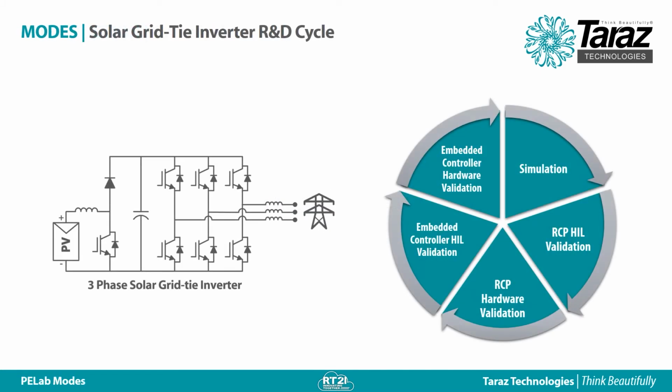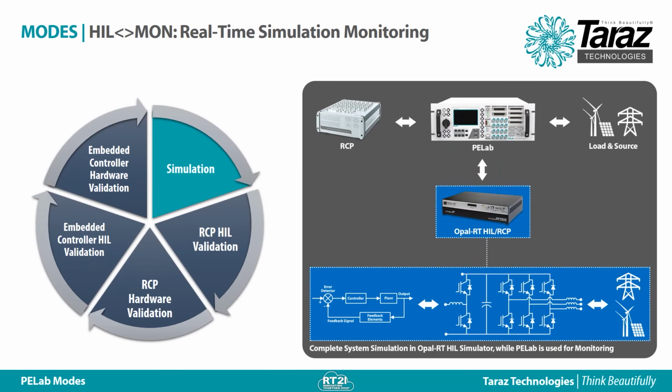So, assumingly, if you are trying to develop a solar grid tie inverter using the PELab, we will be going through the following process. First, we start with the simulation. The PELab will be in HIL monitoring mode. The real-time simulator will simulate the whole system and send the analog measurements to the PELab. In return, the PELab will send the overcurrent protection and overvoltage protection signals to the simulator. If we include those signals in our simulation as well, this will make our simulation identical to the hardware implementation that we will have with the PELab.